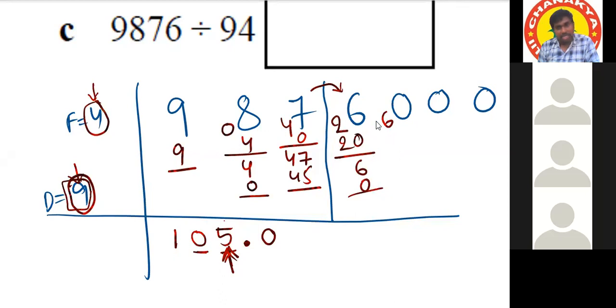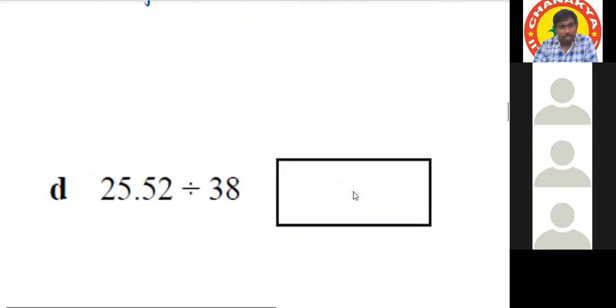Now again coming to the flag multiplication. 0 4s are 0. 60 minus 0. In that 60, how many times will 9 go? 9 7s are 63, which is exceeding, so it is 6 times only. 9 6s are 54. Yes, sir, 6. So that's all, that is our answer: 105.06. Got it? Yes, sir, got it.